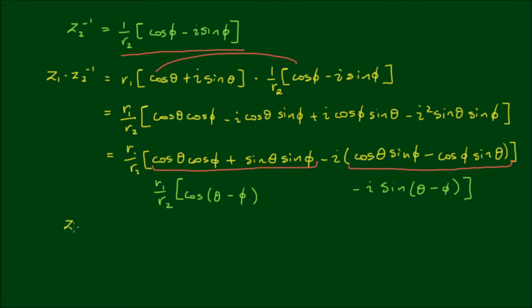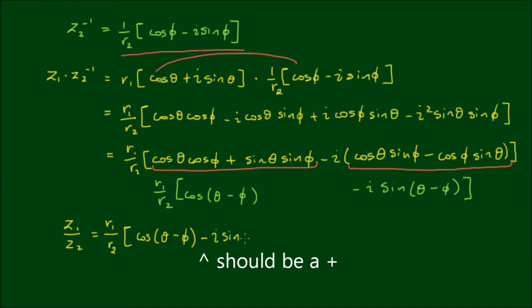So finally, if I write this out neater, I get z1 divided by z2 is equal to r1, the modulus of z1, divided by r2, the modulus of z2, by cosine of theta minus phi, so cosine of the difference of the two arguments, minus i by the sine of the difference of the two arguments.